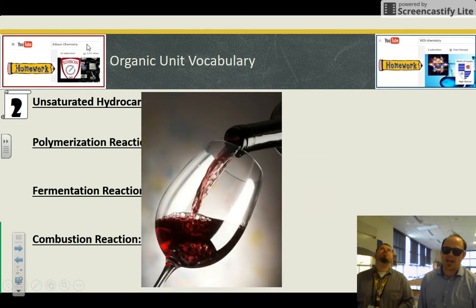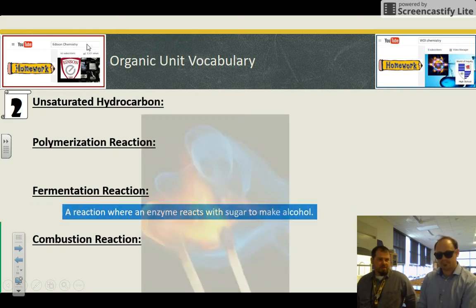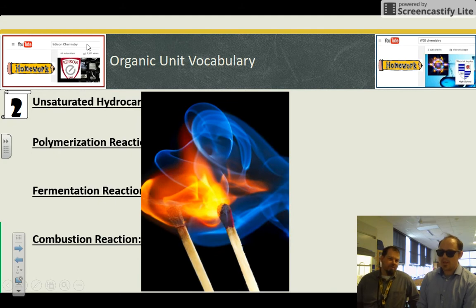Fermentation, any reaction that will produce alcohol as a byproduct. These typically use an enzyme or a biological molecule that is carbon-based, but way more complex than what we would study here in terms of its structure. It takes sugar, eats it up, makes alcohol. Yes, and we will find that alcohol is one of those functional groups. Table R. Combustion, I think we all know what that means.